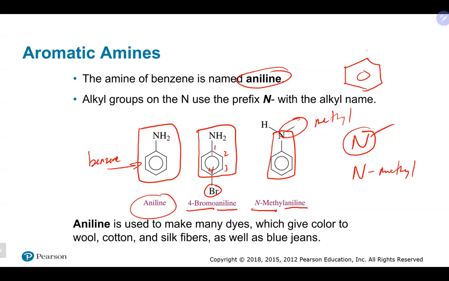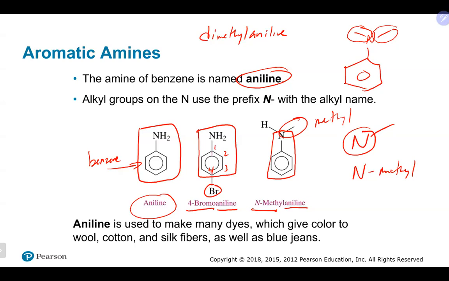Now, what happens if we have this? So what groups do we have attached there to the nitrogen now? We have a methyl group and we have another methyl group, right? So that's going to be dimethyl. And we can use aniline here if it's attached to the benzene ring, but they're both attached to the N.